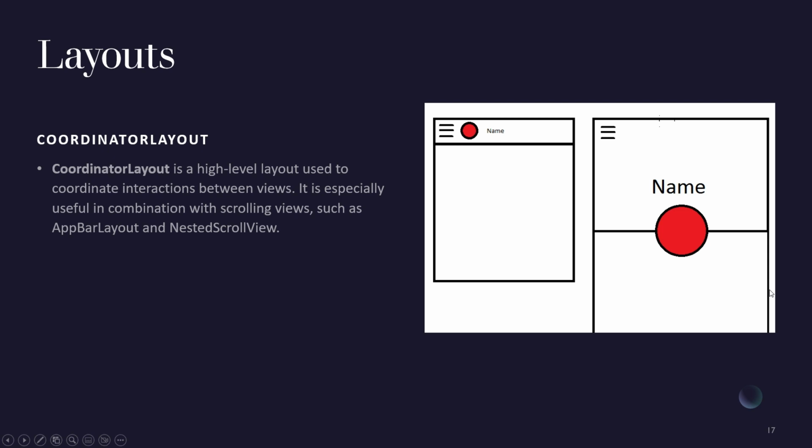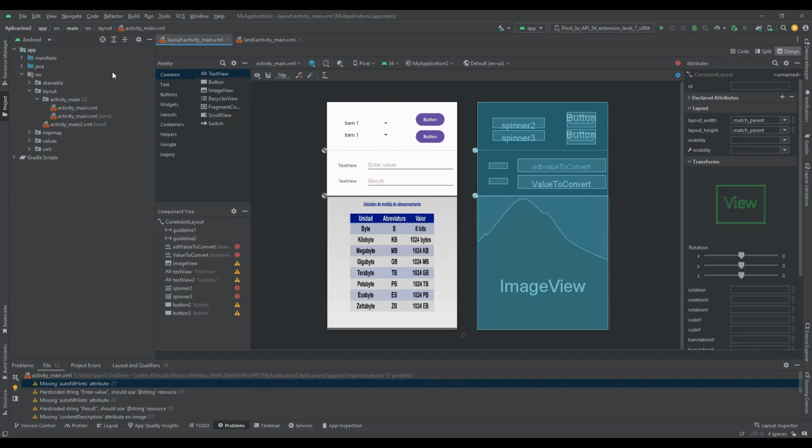And the last layout is a coordinator layout. Coordinator layout is a high-level layout used to coordinate interactions between views. It's especially useful in combination with a scroll view, such as an app bar layout and nested scroll view. This is an example in this case. Do you see there, and the other type do you see there. Okay, this is all.